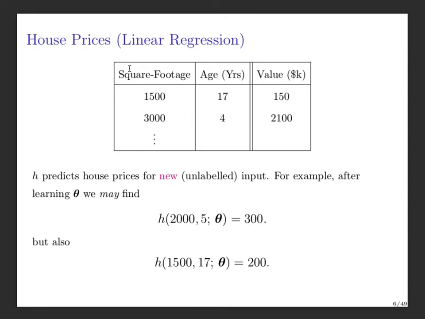So for example, we could go into the field, collect a table of data, learn a hypothesis or prediction function over that table, and then give it a new question. I can say, how much is a house with 2,000 square feet that's 5 years old worth under this weighting? Well, then it may say 300. But it also may be the case that the hypothesis function we train is going to be off for already known quantities. So we may train a hypothesis function on this table which says a house that is 1,500 square feet and 17 years old is worth $200,000.